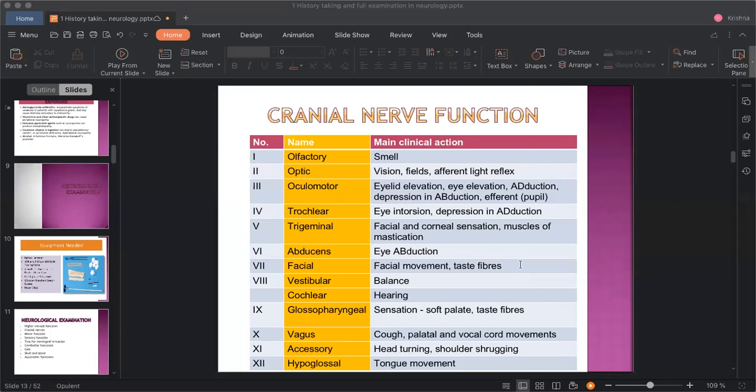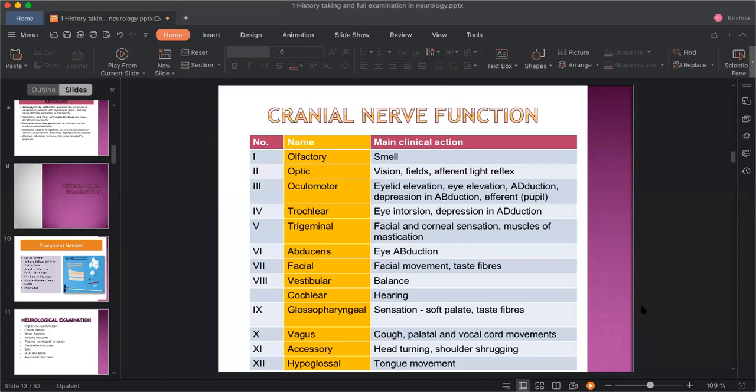Now, the eighth cranial nerve has two functions. The name itself suggests vestibulocochlear. Vestibular is for balance, cochlear is for hearing. Ninth cranial nerve is glossopharyngeal nerve. You can do two important tests for that. One is sensation on the back of the throat or near the soft palate. Just take a cotton applicator and touch the back of the throat. You can clearly find out whether the patient still has sensation there or not, because that is done by ninth cranial nerve. And gag reflex is also maintained by ninth cranial nerve.